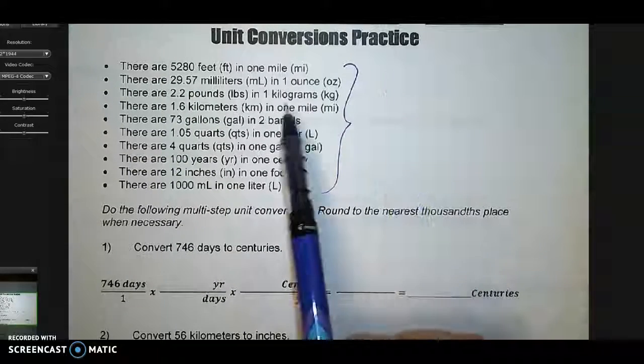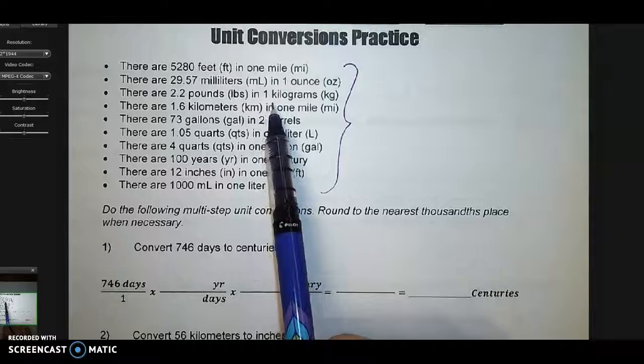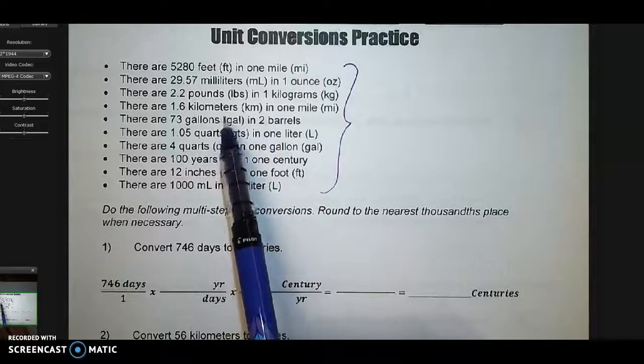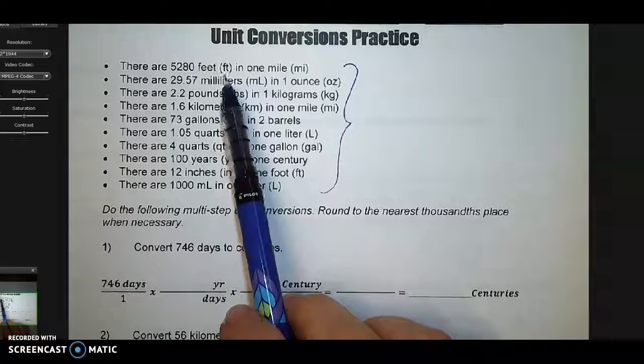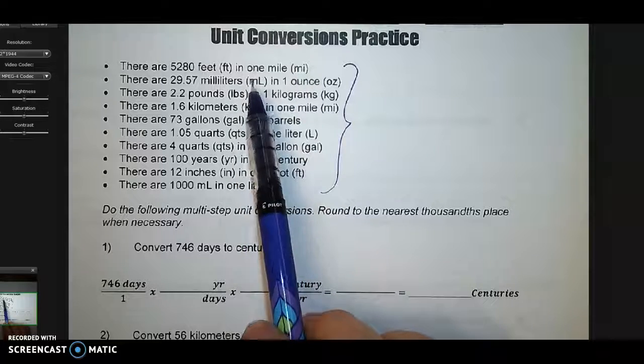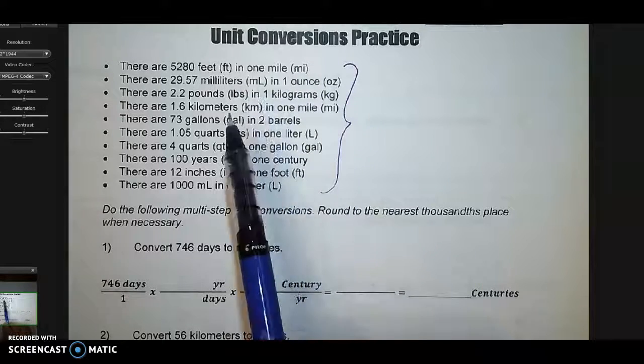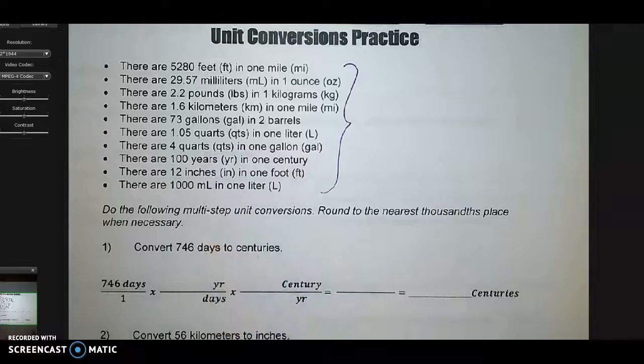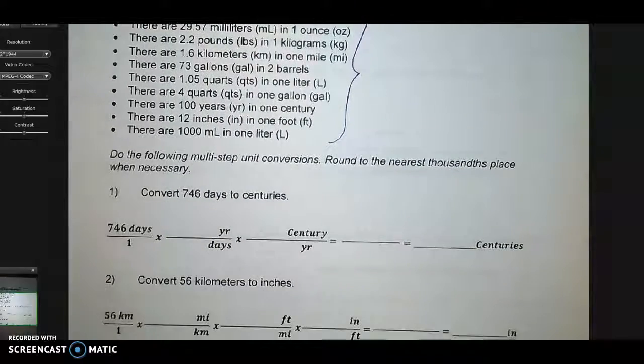So in 1 mile, in 1 ounce, in 1 kilogram, in 1 mile here as well. So that when you are converting from feet to miles or miles to feet, you can do that, or milliliters to ounces and ounces to milliliters. So down here we have a couple to try.